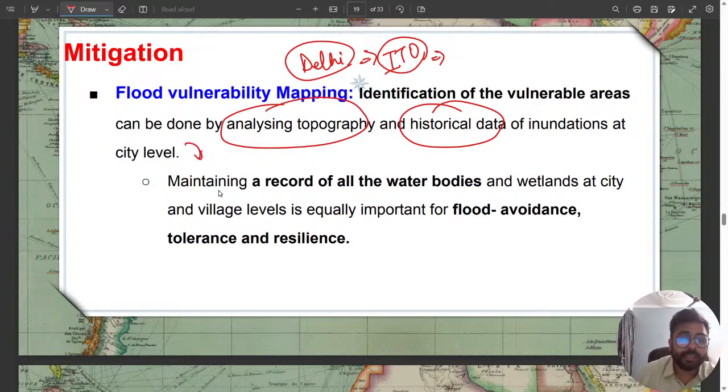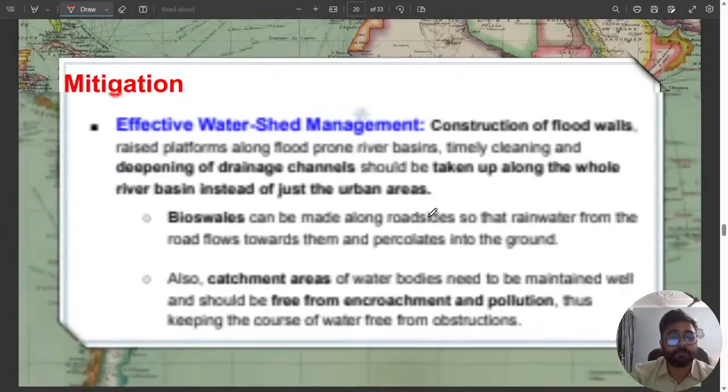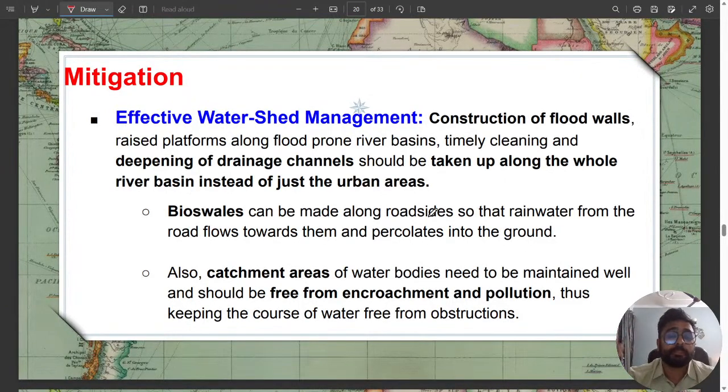So what we need is to maintain the record of all water bodies and wetlands in the city so that we can have better planning. If you know that these areas are vulnerable, you will plan your mitigation accordingly. Then effective watershed management, like controlling the water. How can you do that? Deepening the channels, structural measures, construction of flood walls. All flood-prone areas should be demarcated, and you should develop artificial flood walls around such vulnerable areas.